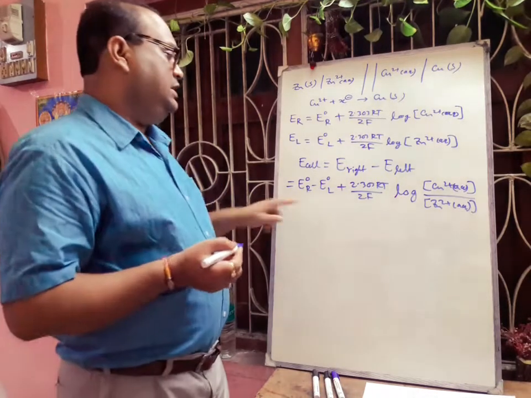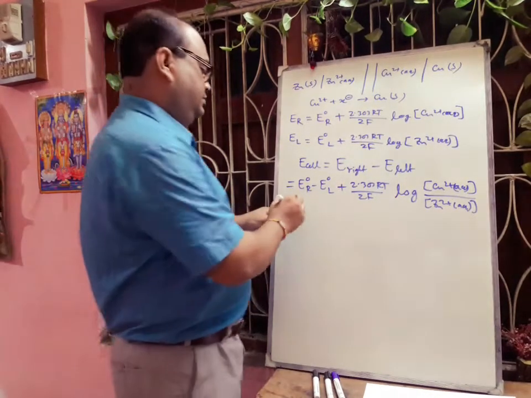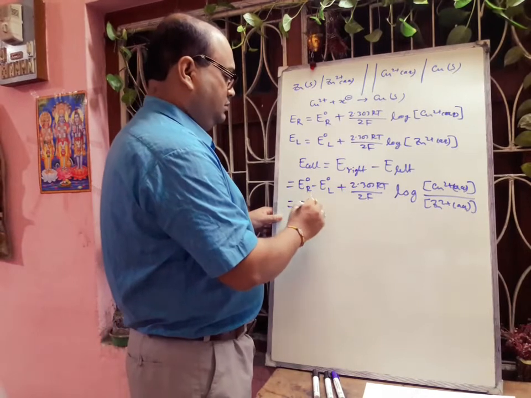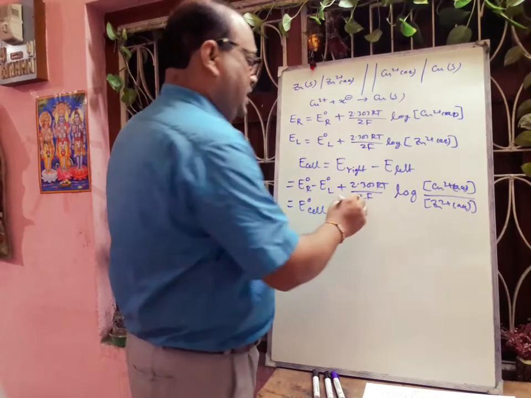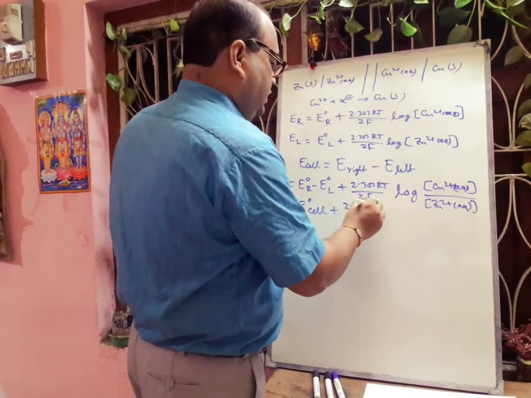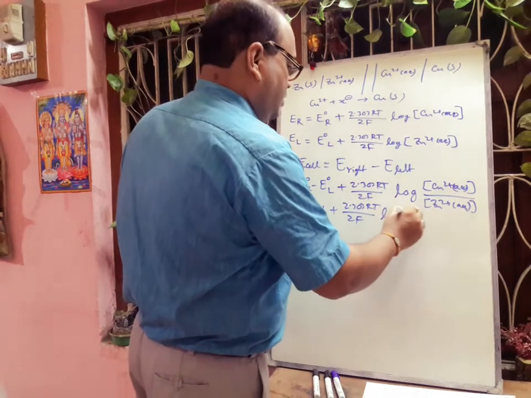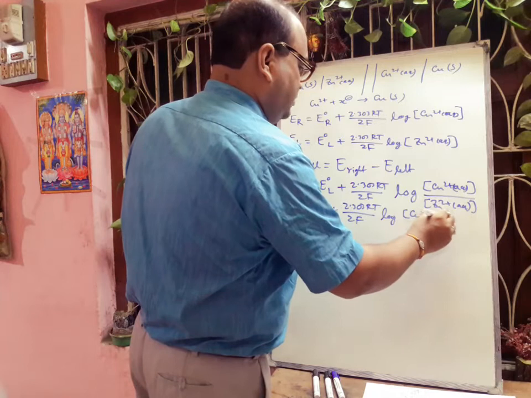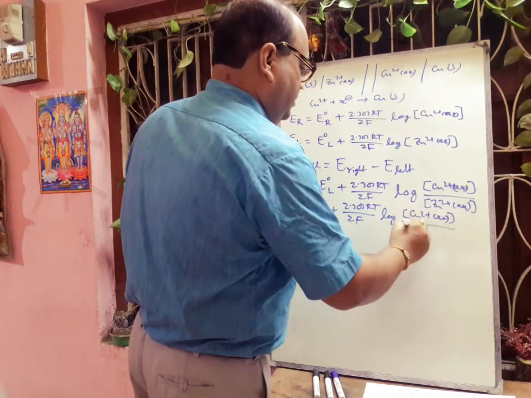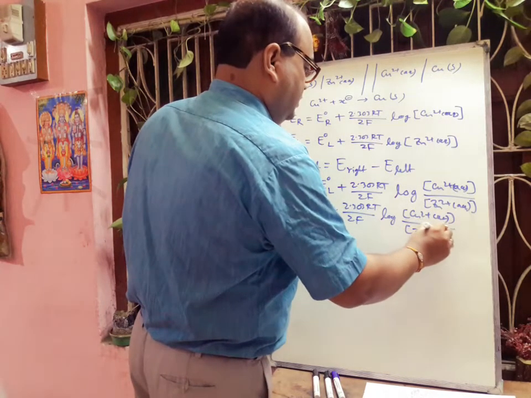Now this one is nothing but E0 cell. That will be E0 cell plus 2.303 RT by 2F log concentration of Cu2+ aqueous divided by concentration of Zn2+ aqueous.